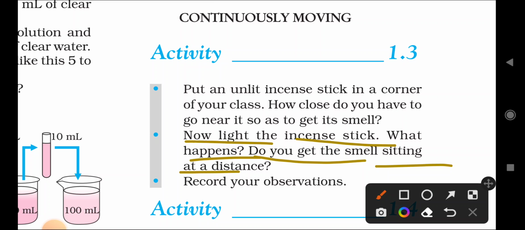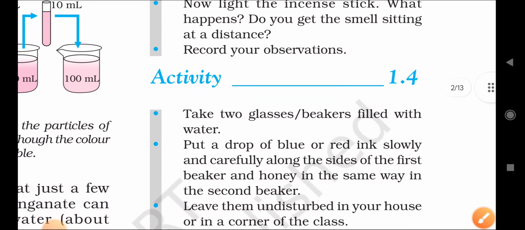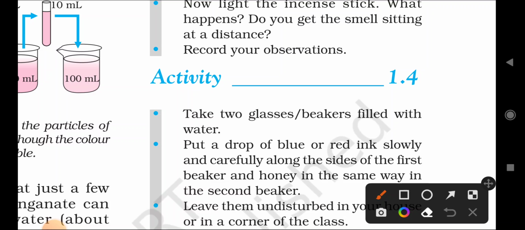You have to observe. So this is a simple experiment. First, what is activity 1.3? We have taken a simple incense stick, and we burned the incense stick at one corner of the classroom, and we are sitting in another corner. So in that, are we smelling the incense stick or not? How to observe that? Okay, this is a simple activity.